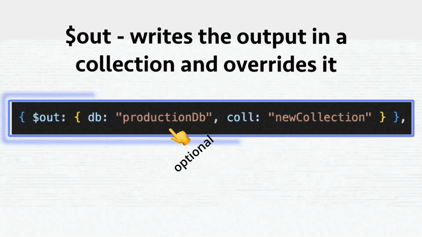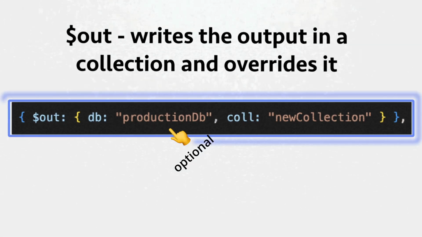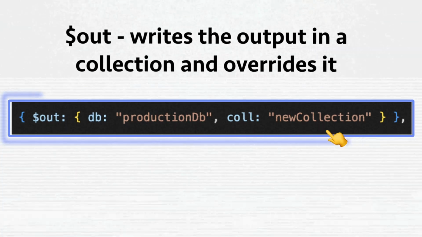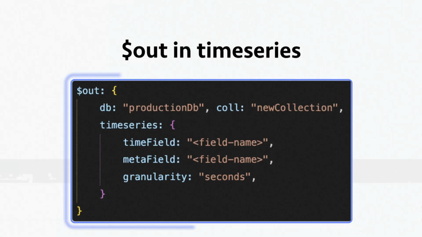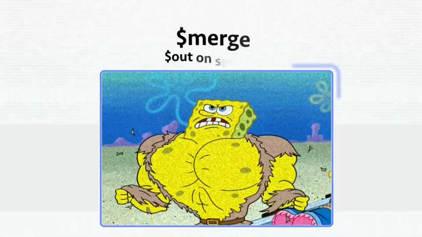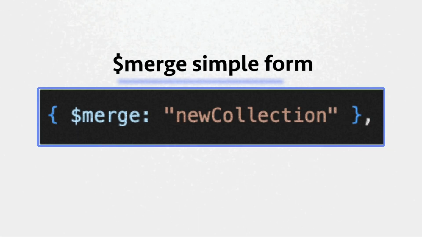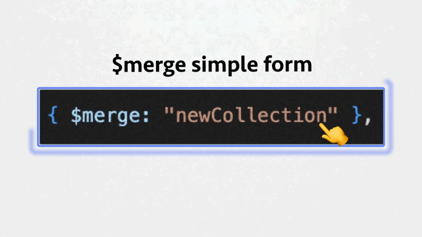DB, which is optional and is the database of the to be written collection. If nothing is specified, Mongo will use the DB of the current collection. The coll is the collection the output will be written in. Keep in mind that you can also use out in time series collections. Now merge is out on steroids minus the ability to write to time series. Its simplest form looks like this, and you just specify the collection to merge with.